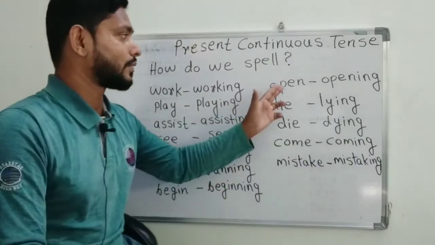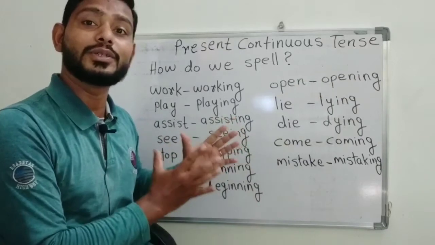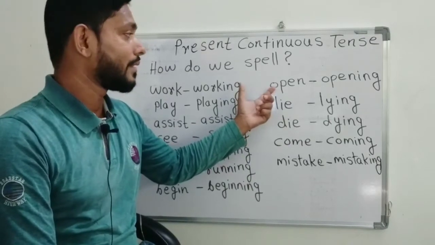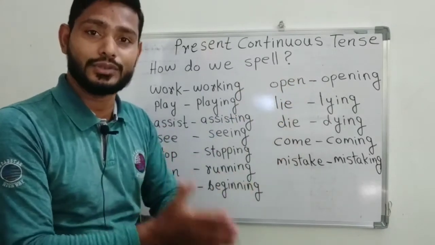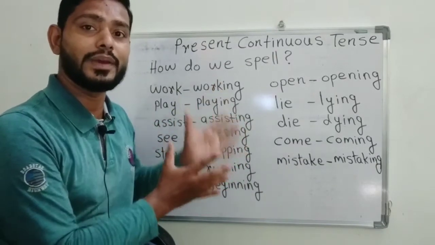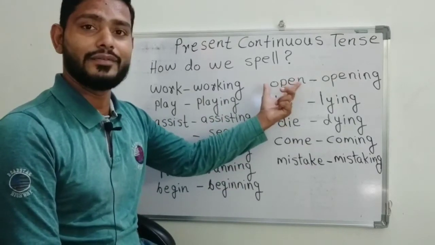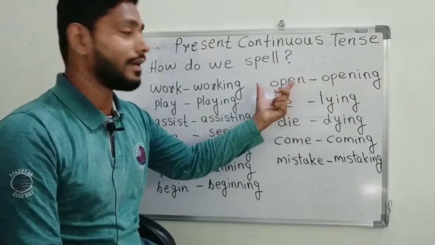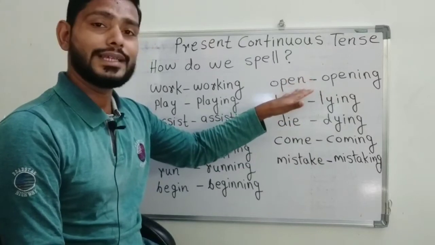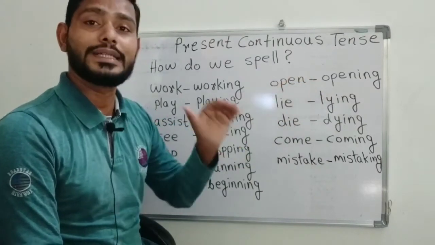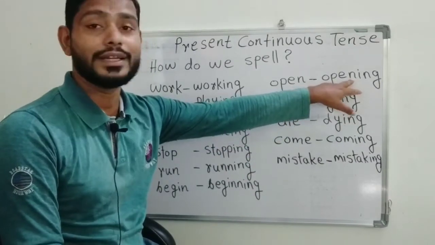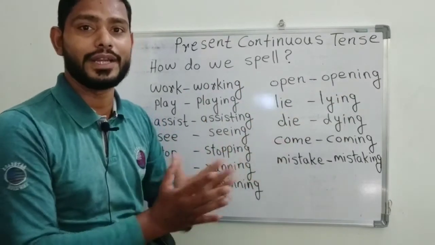But when it comes to open and opening, that rule is not applied. There is an exception. Why? Because in the base verb, the last syllable is not stressed. So you have to understand the exception when we learn grammar rules and spelling rules. Here in this base verb open, the last syllable pen is not stressed. That is the reason the last letter is not doubled. Hope it is very clear to you.